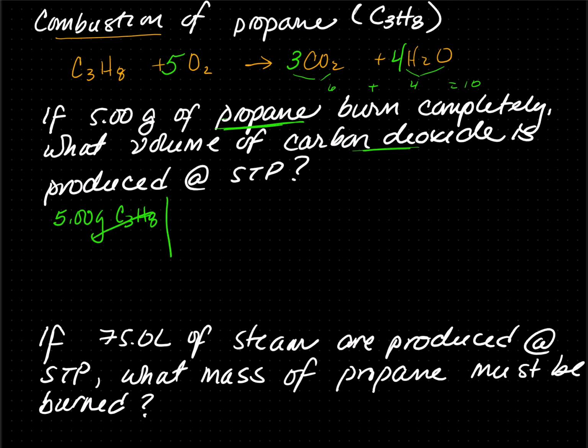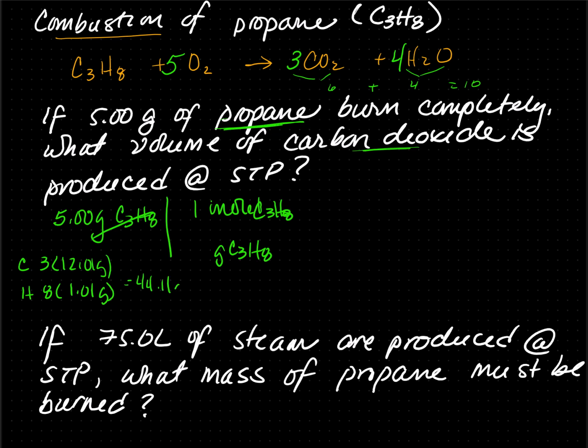C3H8. Diagonals have to match, so this has to be grams C3H8. Since it's grams, we know this step is molar mass. So we know it's going to go to 1 mole of C3H8. To find the mass of propane, we know there are 3 carbons, 12.01 grams. We know there's 8 hydrogen, 1.01 grams. If you do your math correctly, this is 44.11 grams per mole. So 1 mole of C3H8 is 44.11 grams. Diagonal units cancel out.